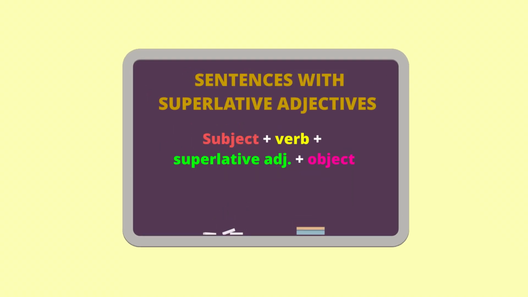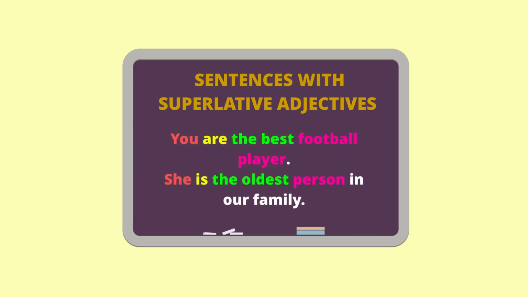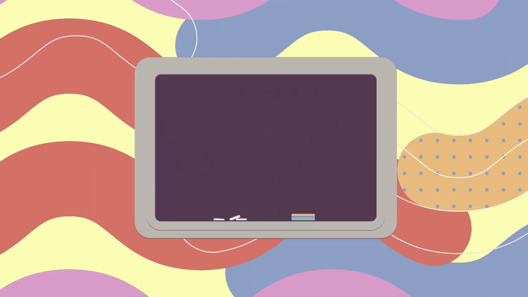Sentences with superlative adjectives have a very simple structure. They start with a subject, then goes the verb, then there is a superlative adjective, and the object of the sentence. Take a look at this. You're the best football player. She's the oldest in our family.